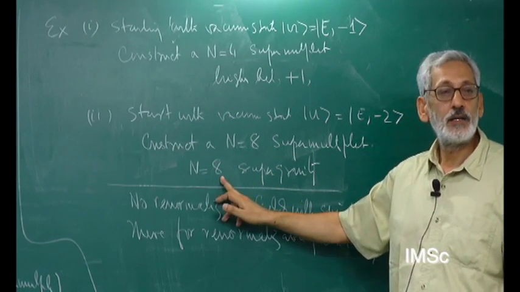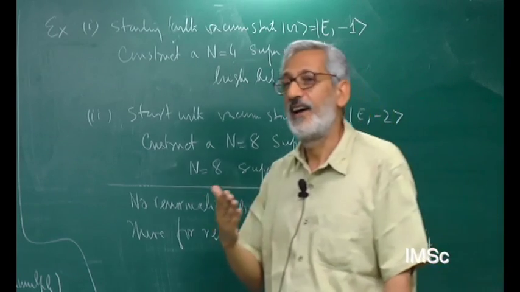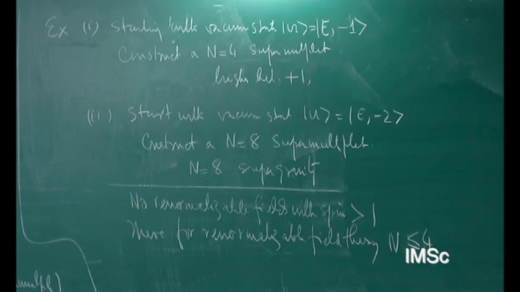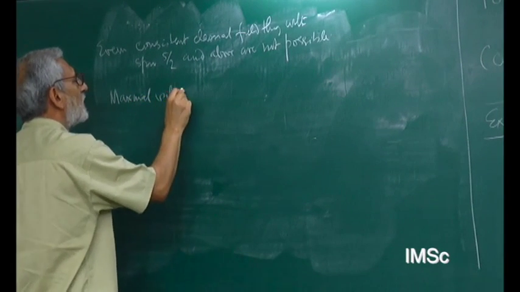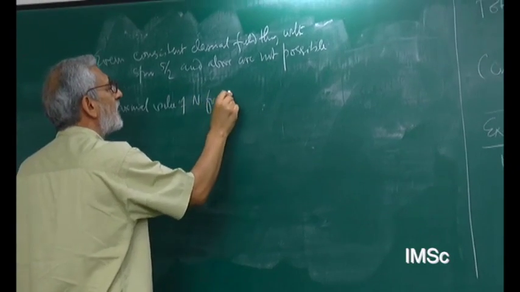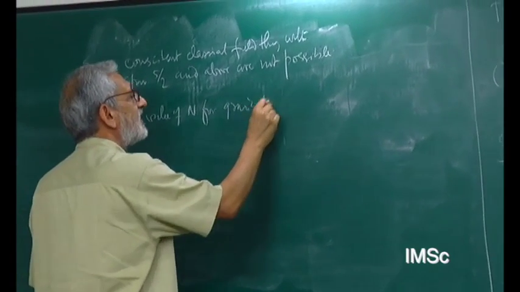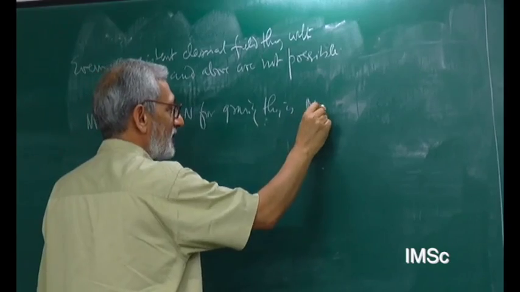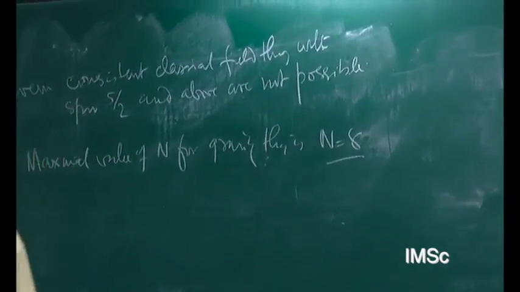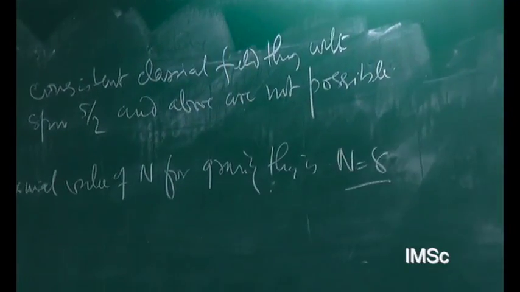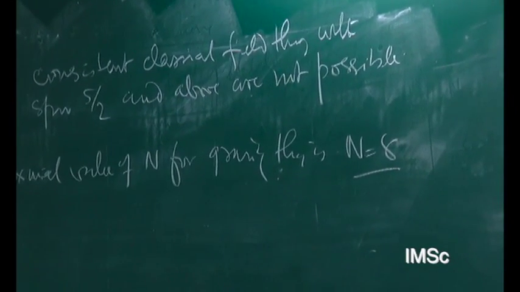So n equal to 8 then is the highest number for which you can write a classical quantum field theory. So the maximal value of n for a gravity theory is 8. So n equal to 8 is the maximal supergravity theory. Any other theory with n greater than 8 will have spin 5/2.